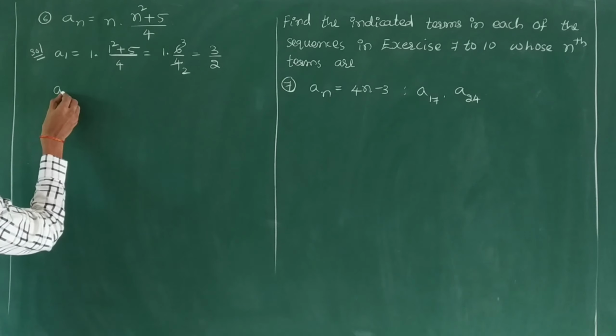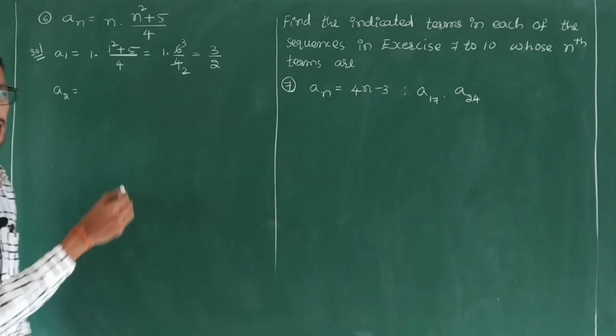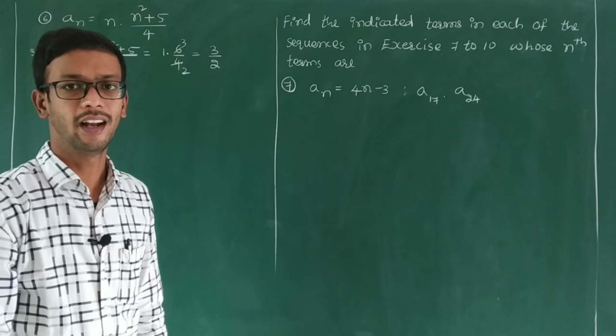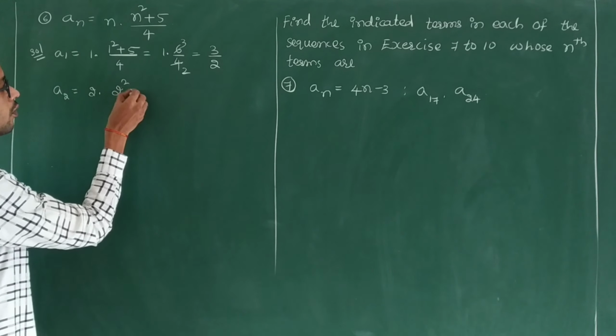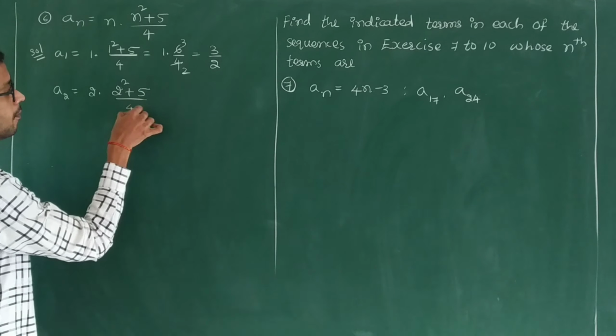Next a2. Just substitute 2 in place of n. So 2 into (2 square plus 5) by 4.